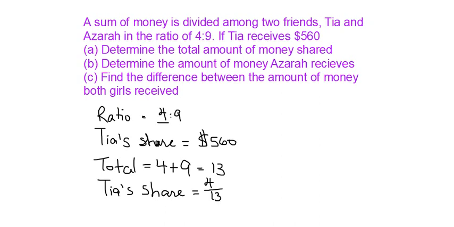Now, I have Tia's share. Alright, I know how much money she got. And I know the fraction of the whole that represents Tia's share. How am I going to use this information now to actually get the total amount of money received? Anybody has an idea of what we can do?